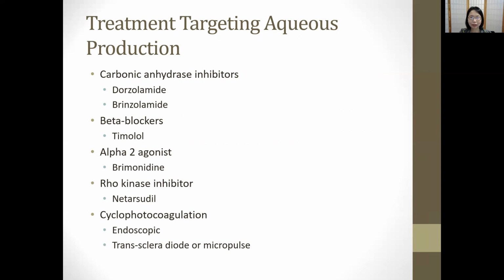Also, we have lasers which treat the ciliary processes and make them less capable of making aqueous, such as endoscopic or transscleral, diode, or micropulse cyclophotocoagulation.